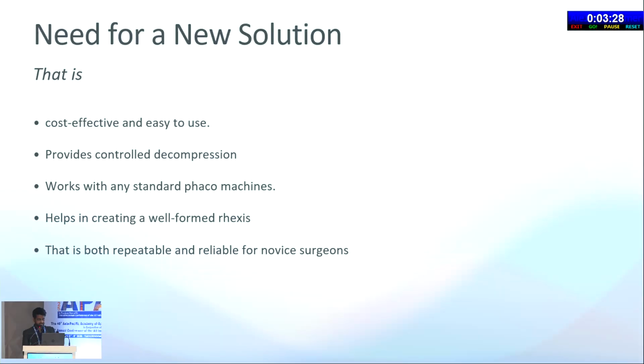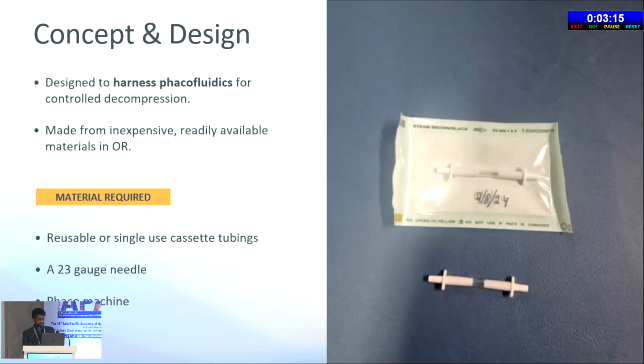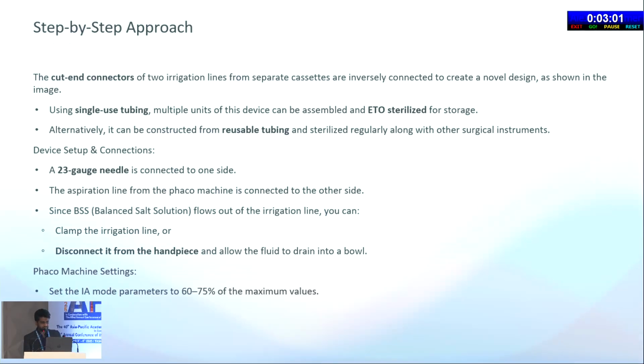So what is the need for this? It's very cost-effective and easy to use, provides controlled decompression, works with any standard phaco machine, and helps in creating a well-formed rexis. It is repeatable and reliable for novice surgeons. The concept and design is to harness the phacofluidics for controlled decompression. The materials used are reusable or single-use cassette tubings and a 23-gauge needle, with the phaco machine which we use regularly. So this is a step-by-step approach.